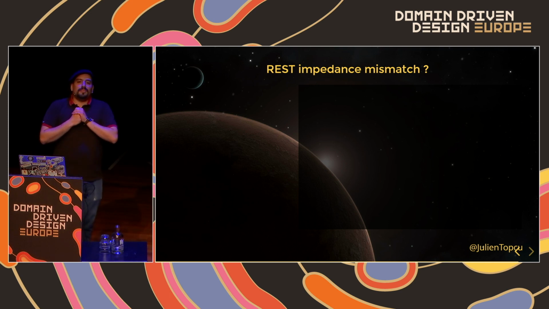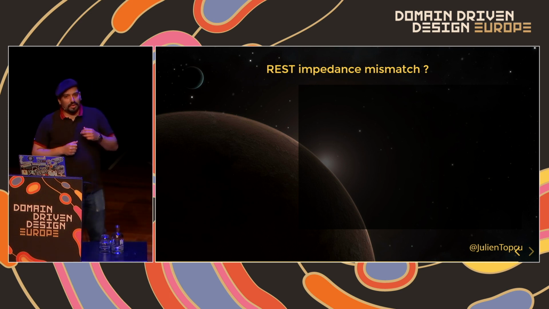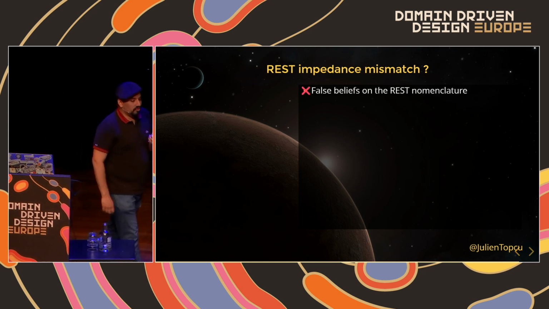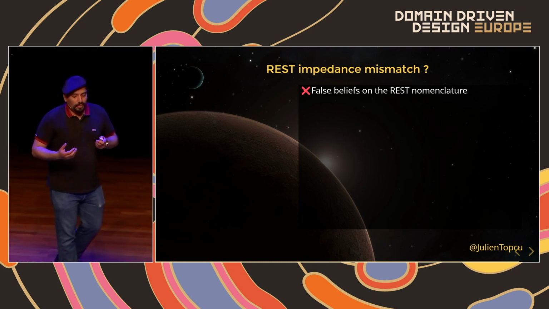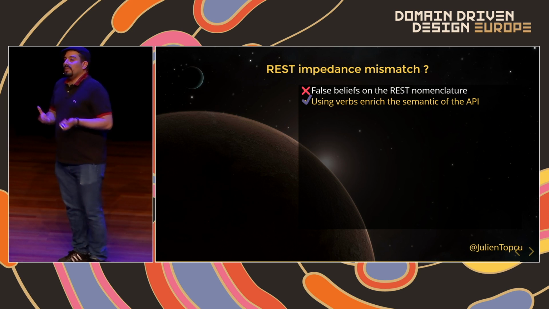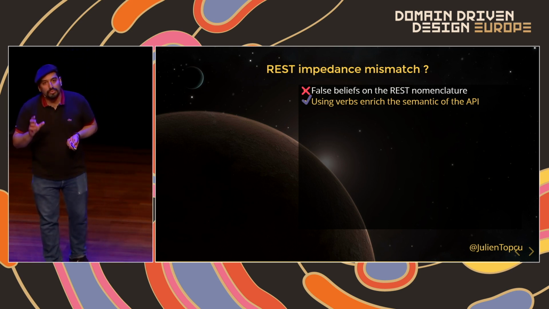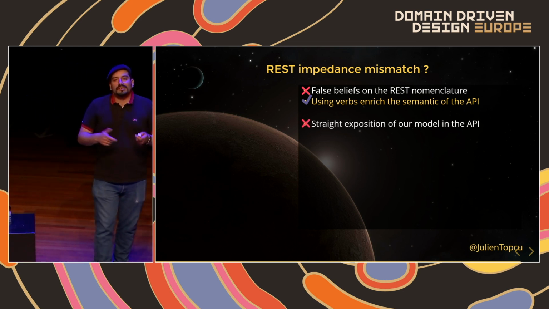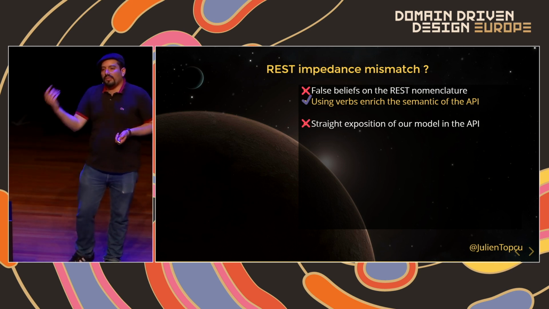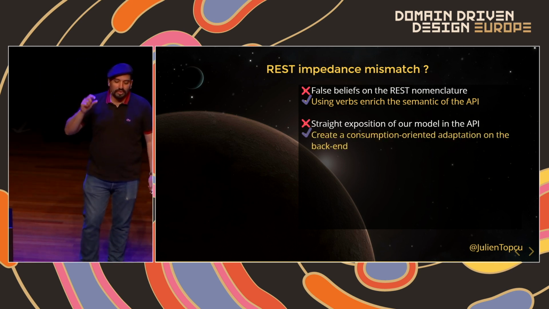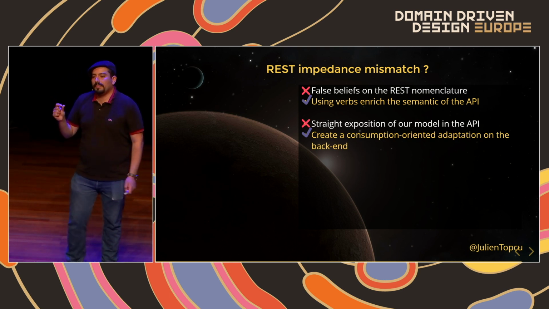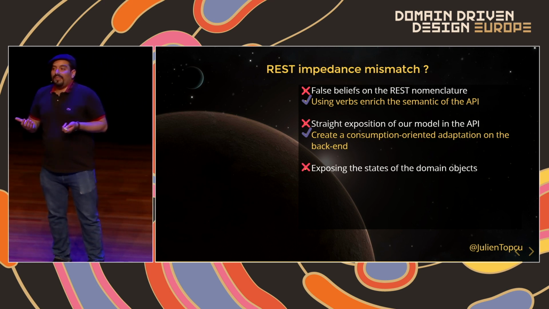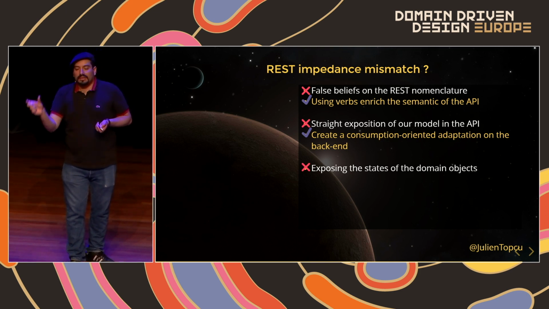So the REST impedance mismatch that was preventing us from crafting domain-driven web APIs was due to the fact that we had false beliefs regarding REST. Some people think that we cannot use verbs, but verbs enrich the semantics of the API. The only thing you can't do is to do get create. The other problem was a straight exposition of our model inside the API. That was the structure. Instead of that, we should expose behaviors, so create a consumption-oriented adaptation on the backend. We were exposing directly the state of the domain object because we didn't have anything to serialize the function.